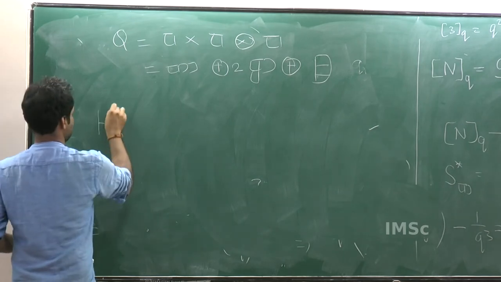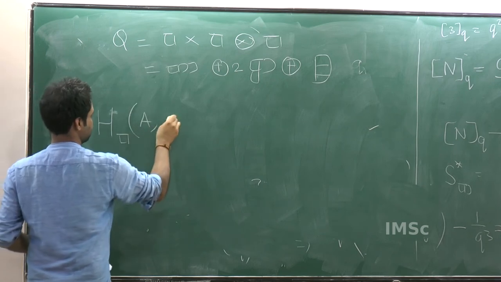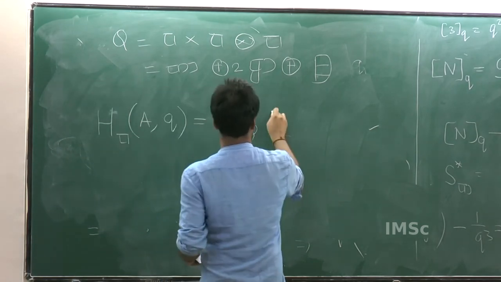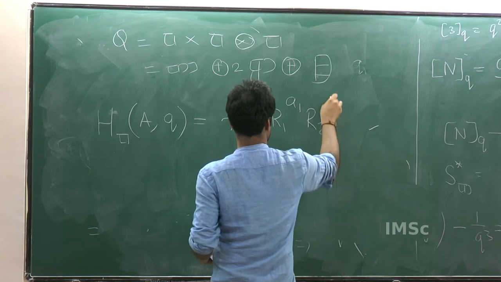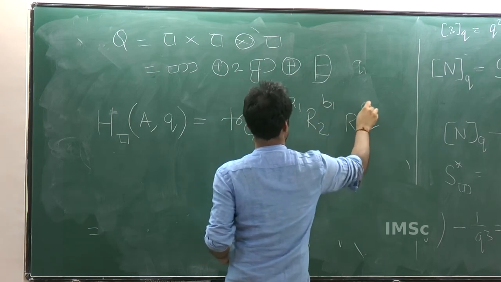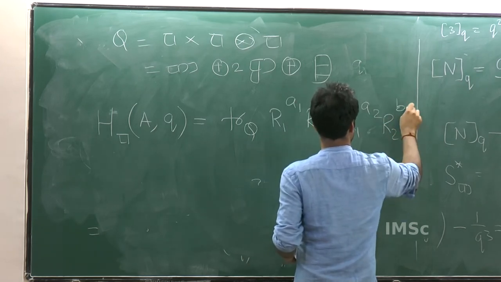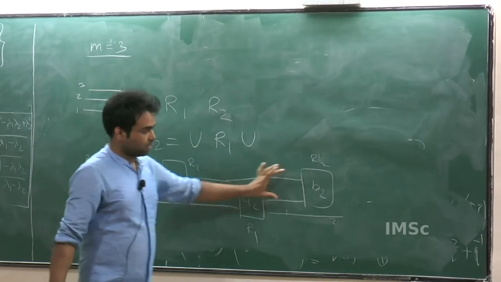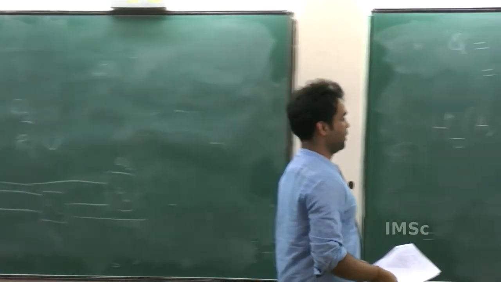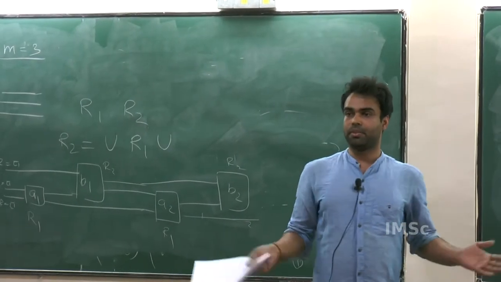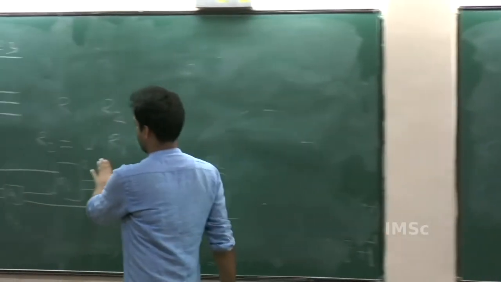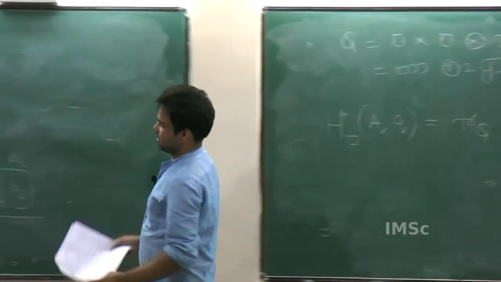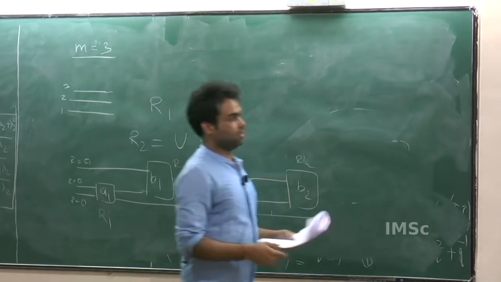And what's the HOMFLY-PT in general for fundamental and two variable? Is trace over Q, R1 to the power A1, R2 to the power B1, R1 to the power A2, R2 to the power B2, and so on. You can see R1, R2, R1, R2, and so on. Now R1 we know just depends upon the eigenvalue. So that we know. R2 will be related by some mixing matrix times R1 and so on. So if there is no multiplicity, this is just a trivial identity.